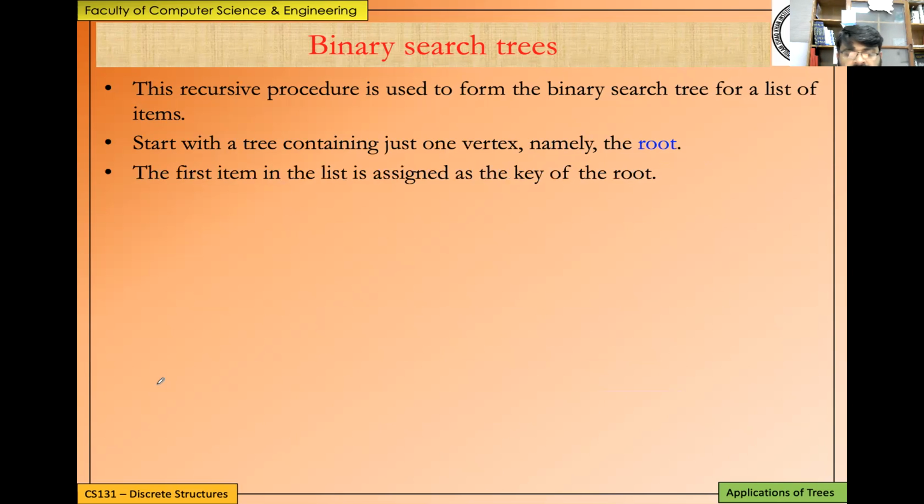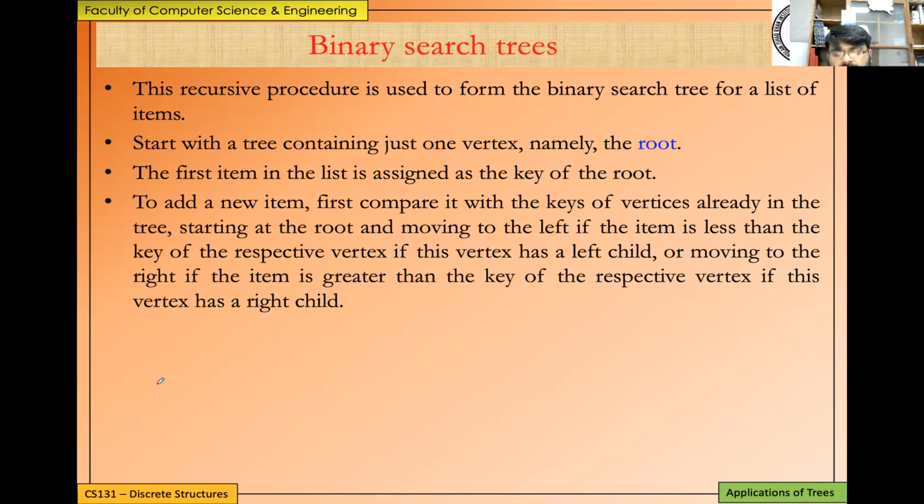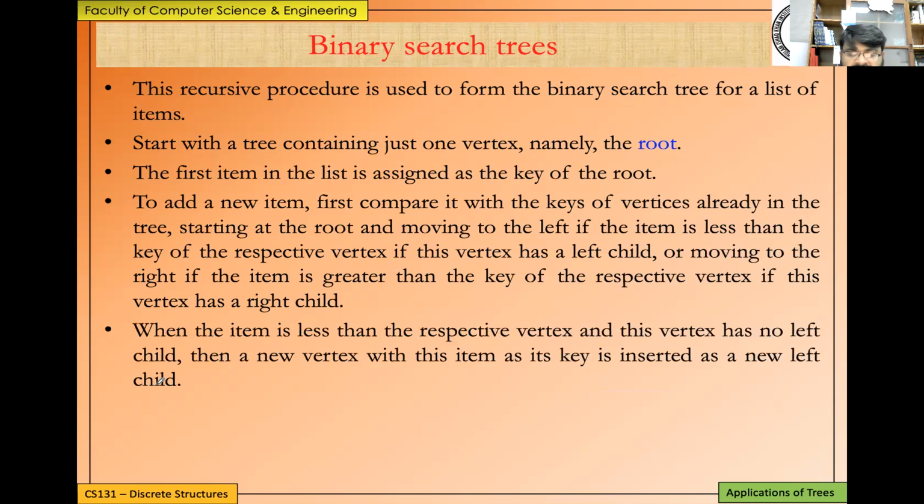We call it the root. The first item in the list is assigned the key of the root, right? So the first item is assigned as the key of the root. To add a new item, first compare it with the keys of vertices already in the tree. We're starting at the root and moving to the left if the item is less than the key of the respective vertex, if this vertex has a left child, or moving to the right if the item is greater than the key of the respective vertex, if this vertex has a right child as well.